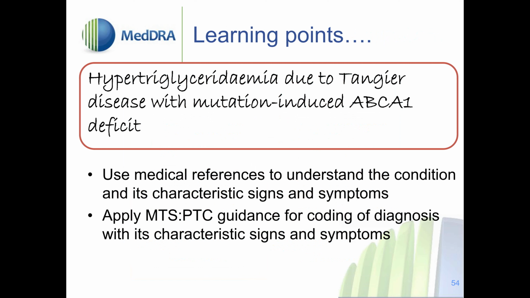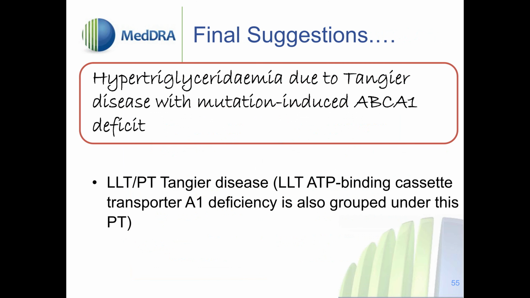So this is what we've learned from this example. We use our medical references so that we understand the condition and its characteristic signs and symptoms. We apply the points to consider guidance for coding of the diagnosis. And if we're happy that the sign and symptom is characteristic, then we don't need to capture those separately. We don't need to ask for a split. We would just code it to the Tangier disease LLT and PT. And the note there, just to remind you what I showed you, is that the LLT of ATP binding cassette transporter A1 deficiency is also grouped under the PT. So that complicated term boils down to just one LLT in the end once we've applied the logic.